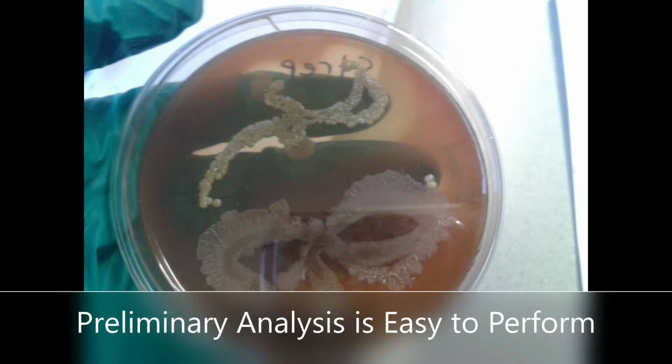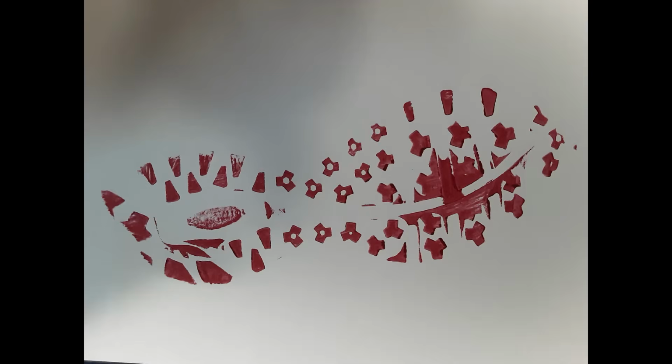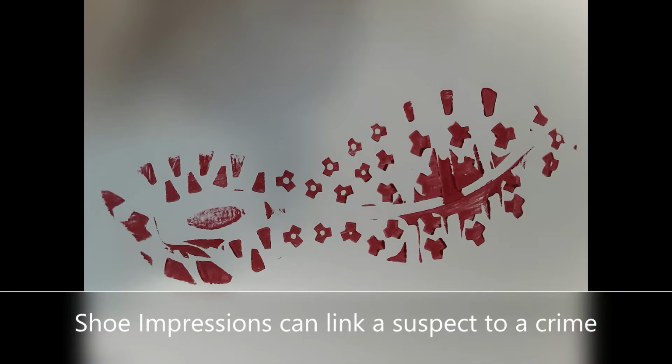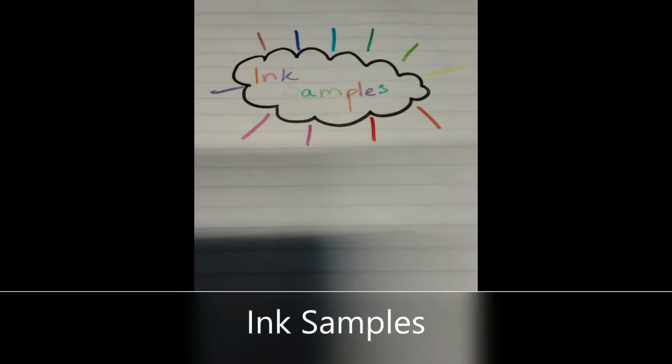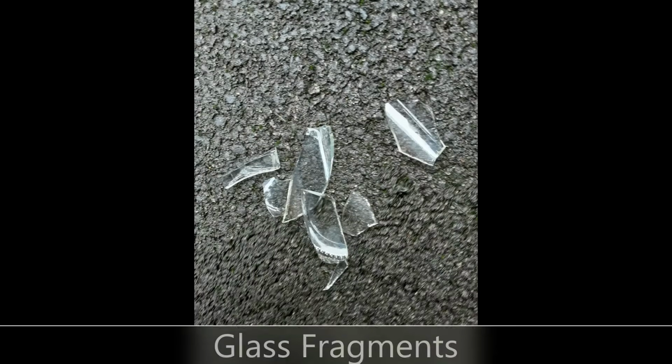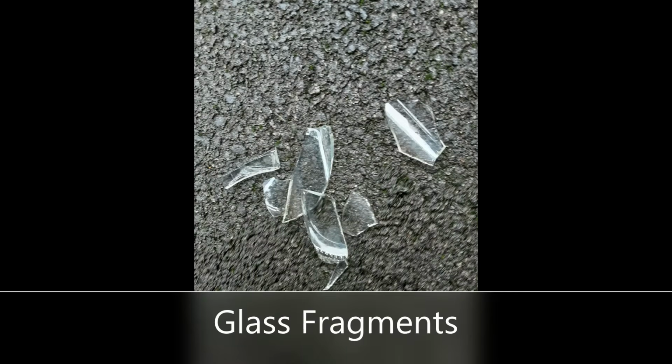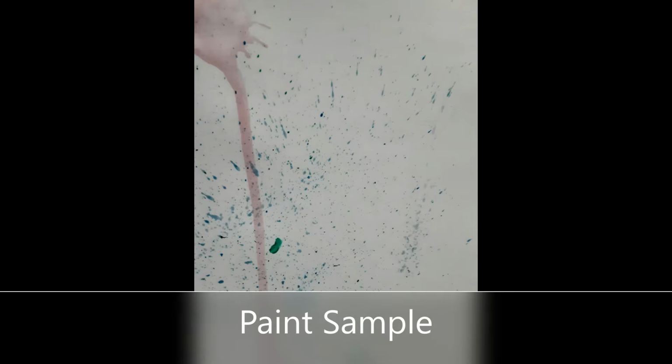The beginning or preliminary analysis is often quite easy to perform. Trace evidence can establish links between the suspect, victim and crime scene. There are often multiple different types of trace evidence left behind at a crime scene. This makes each and every scene unique.